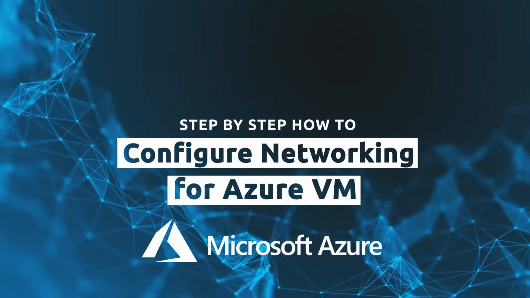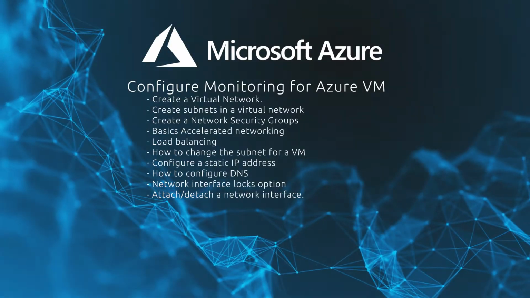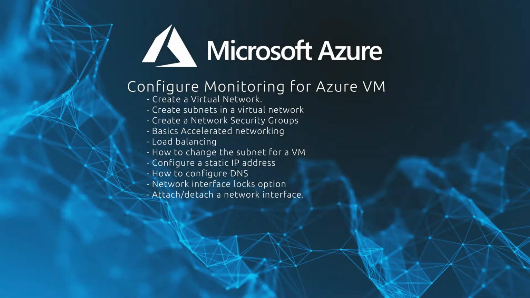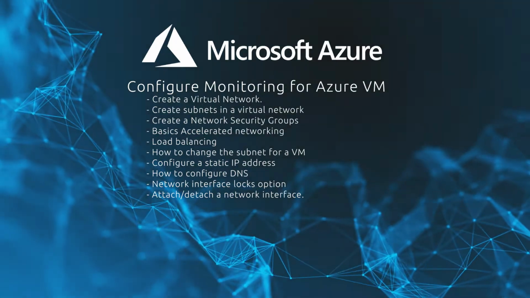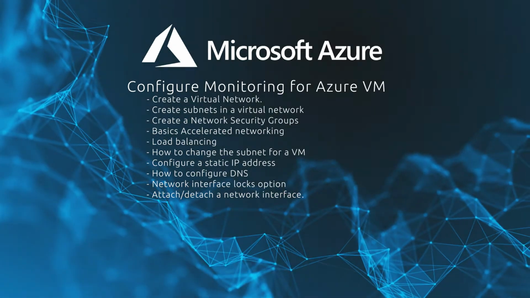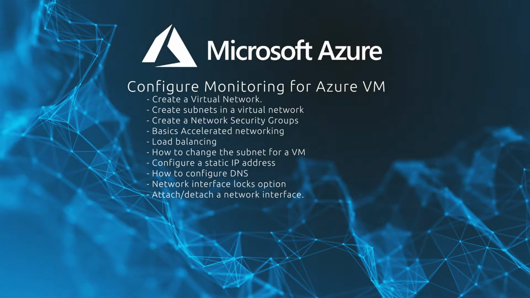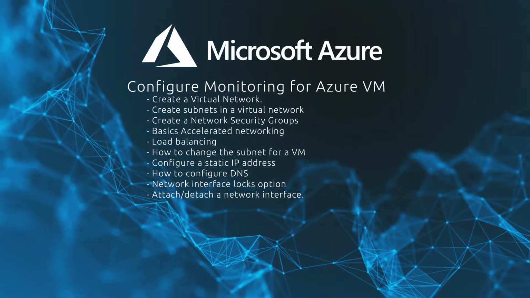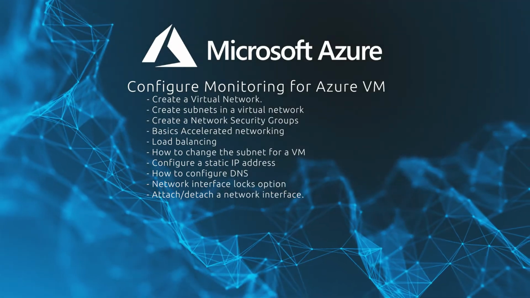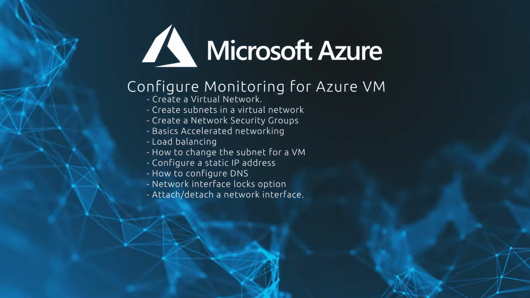In this module you will learn how to create a virtual network, how to create a subnet in a virtual network, how to create a network security group. You'll learn basics about accelerated networking, a short description of load balancing, how to change the subnet for an existing VM, how to configure a static IP address, how to configure DNS. You'll learn about network interface lock options, and the last one, how to attach and detach a network interface.